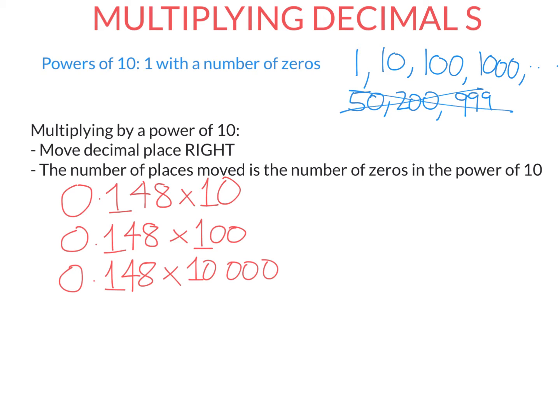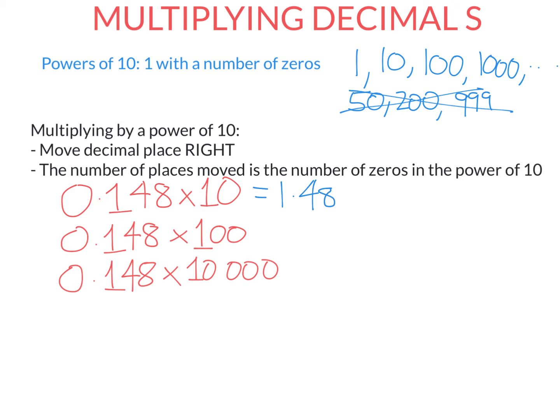It's actually so much simpler to do. When you're multiplying by a power of 10, you just move the decimal place to the right. The number of places you move it is the number of zeros in the power of 10. So if I'm doing 0.148 times 10, I'm timesing by a power of 10, so I'm just going to move this decimal point to the right. Because there's 1 zero in the power of 10, I'm going to move the decimal point 1 spot to the right. So that will make it 1.48.